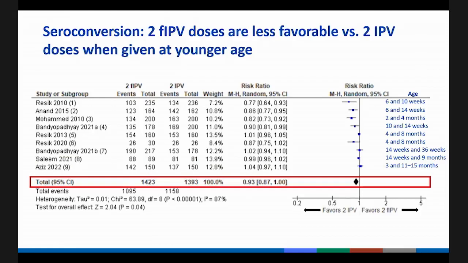And here I'm showing the same figure, but added in the data on age of administration and listed the studies in order from youngest age of administration to the oldest. And you can see that 2 fractional doses are less favorable compared to 2 full doses when given at younger ages, but then as age increases, they become more equivalent in terms of seroconversion.